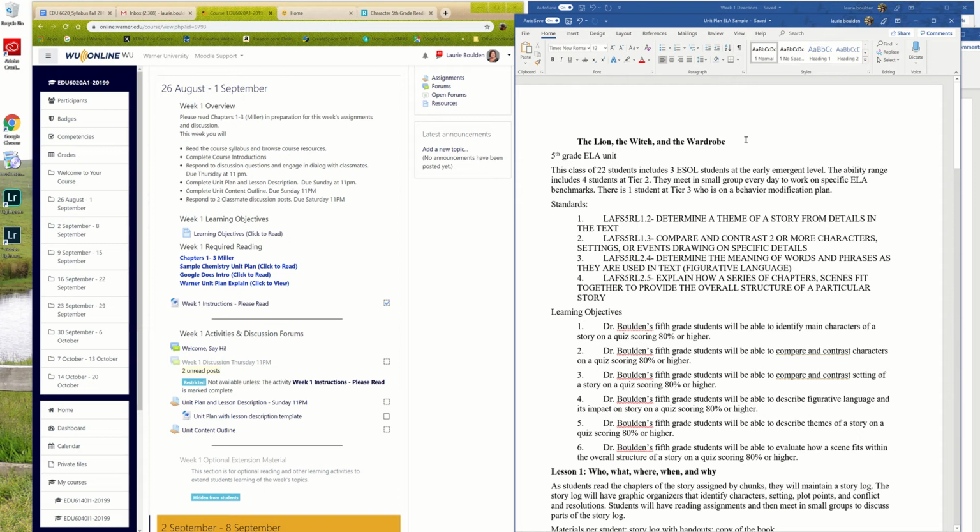One of the things you'll find is in order to really build a good unit, you want a theme. You want to build it around something. So you want to have a specific story or a collection of stories. Like I know some of you are choosing to do Greek mythologies. So you want to have something specific that you're going to work with.